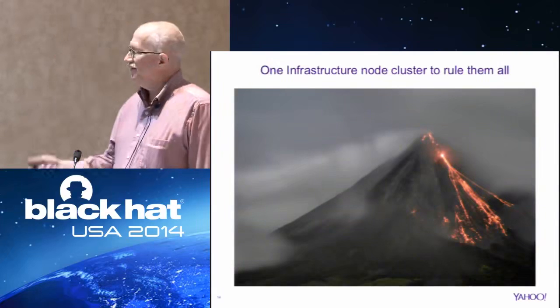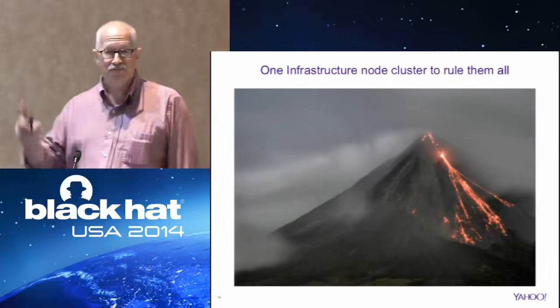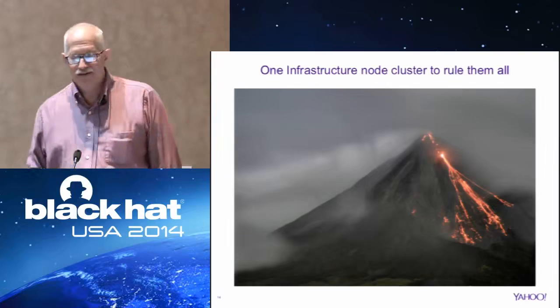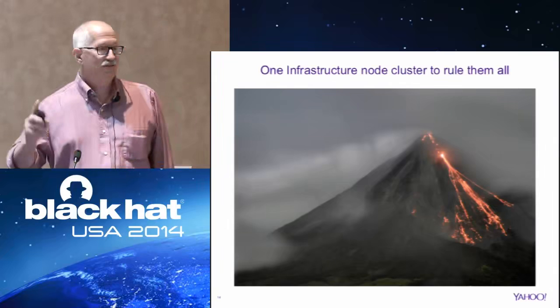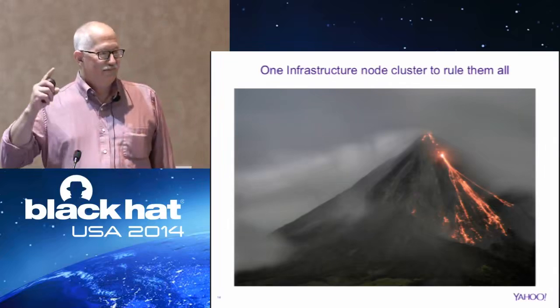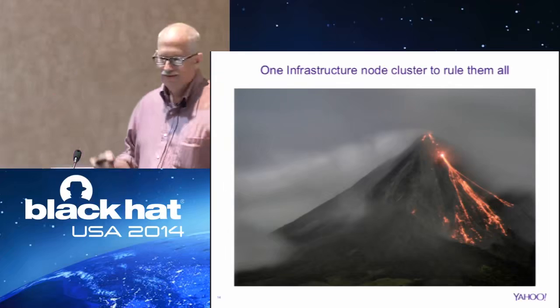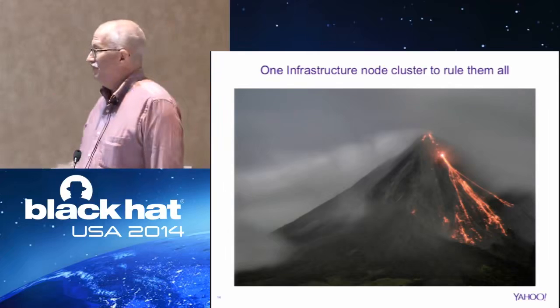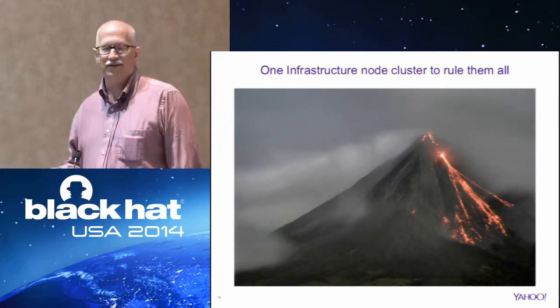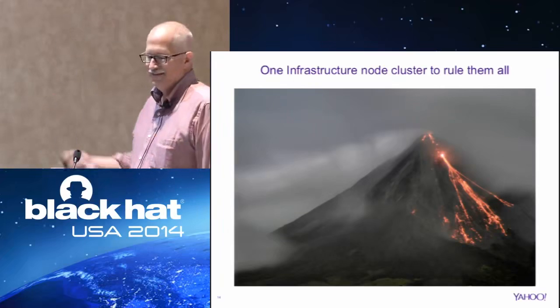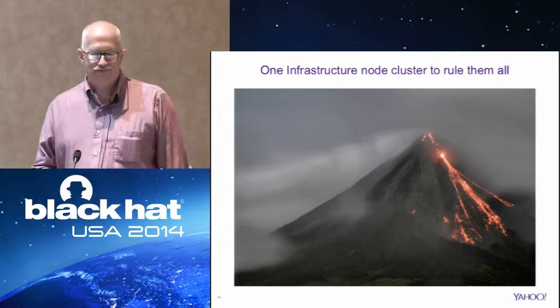So in Lord of the Rings, 19 rings were made with one ring to rule them all. The infrastructure nodes are that one ring. If Sauron gets control of that, we're in deep trouble. So one way to fix this would be to toss it into an active volcano, but management's not going to be very happy with that. So it comes back to restricting access.